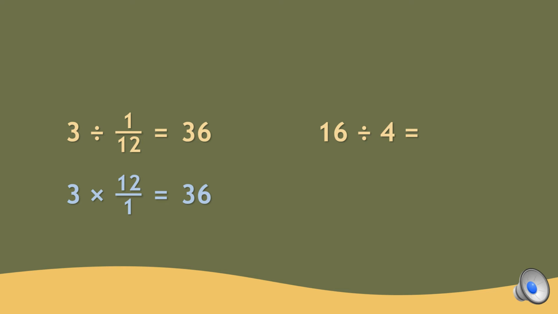So let's try another one. Here we have 16 divided by 4. I know you can all just do that in your head. You know that 16 divided by 4 is going to give us 4. Okay, so let's check and make sure that we can actually find that same answer by using multiplication. We're going to rewrite that problem as 16 times 1/4. 1/4 is the reciprocal of 4. Then we're going to multiply straight across. 16 times 1 is going to give us 16. 1 times 4 is going to give us 4. And 4 into 16 gives you 4.